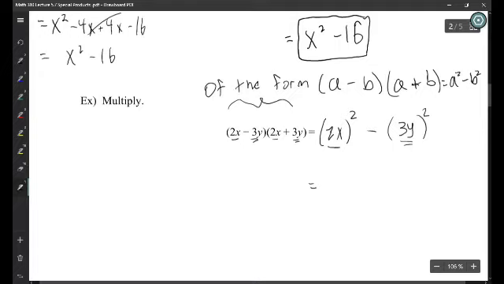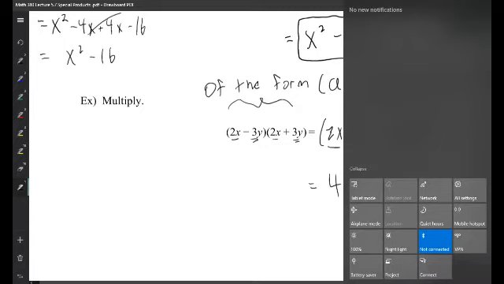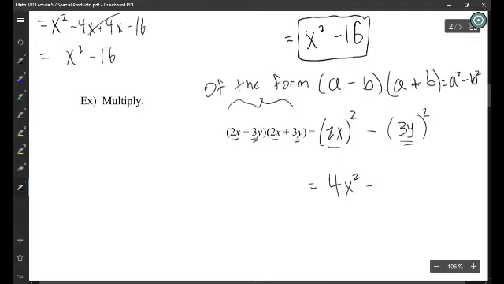2x squared is 4x squared. And then minus 3y squared is 9y squared.